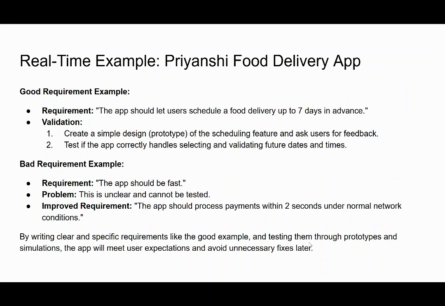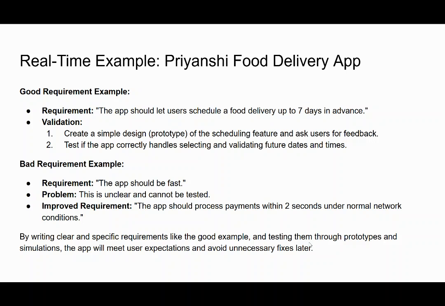Let us take a real-time example of a good requirement and a bad requirement. I'm taking this food delivery app. This is the basic difference between a good requirement and a bad requirement. What is a good requirement? The app should let users schedule a food delivery up to 7 days in advance. This is one of the requirements.